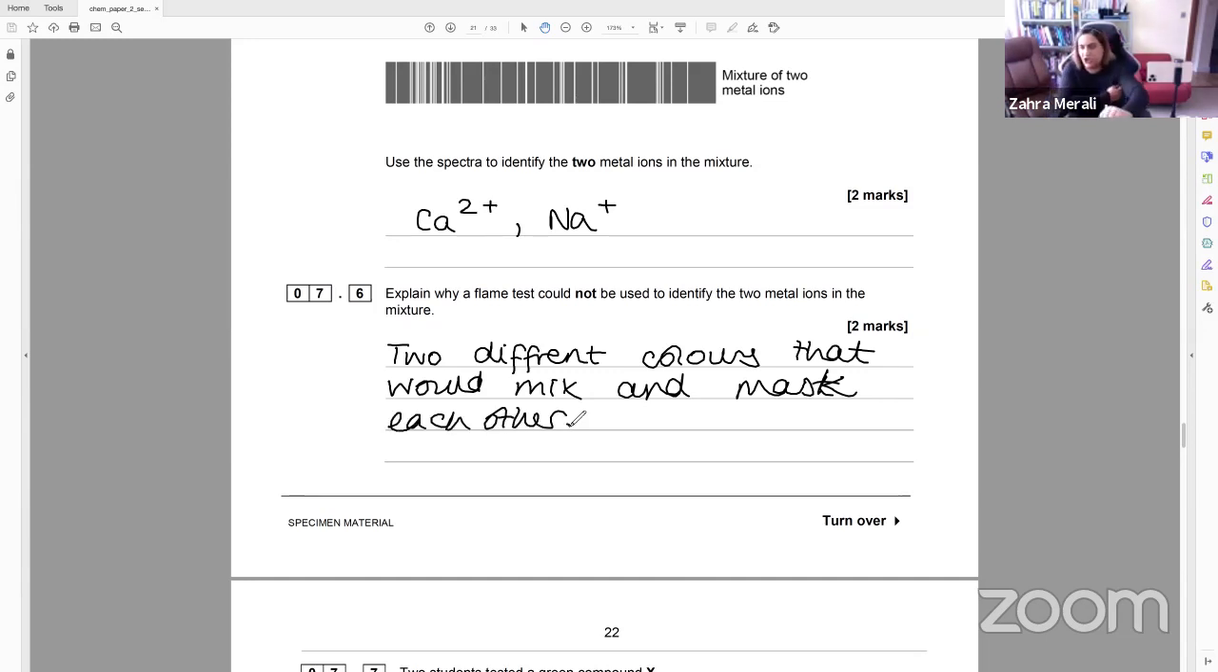And to show that you know your information, even if I don't think you'd need this in this question because it's 2 marks, Ca2+ you could say is orange red, and Na+ is yellow. Especially if you've learnt it, you want to give the examiner all the information that you know. As long as it's correct information, you're not going to be losing marks.